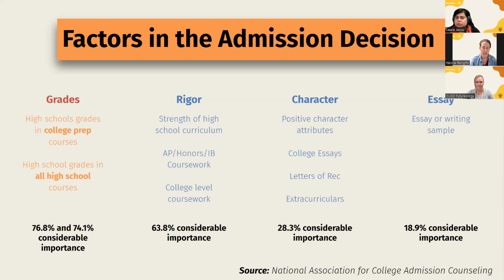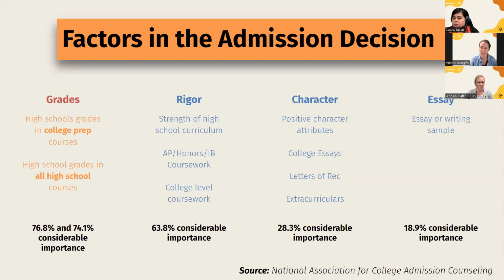So you can see the first category, grades. 76% found that is very important. So out of all the colleges surveyed, most found that it's very, very important. Not just necessarily straight A's, but did the student take college prep courses? Did they take courses that were challenging? Did they earn grades that improved from a B to an A and so on?